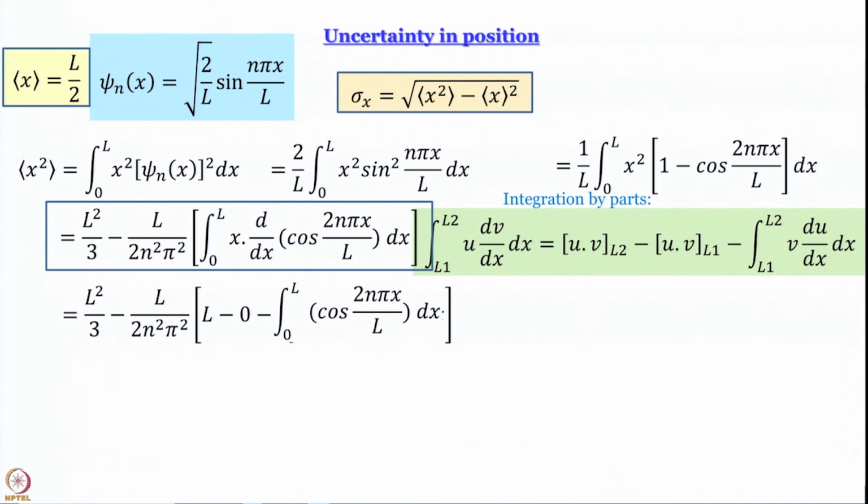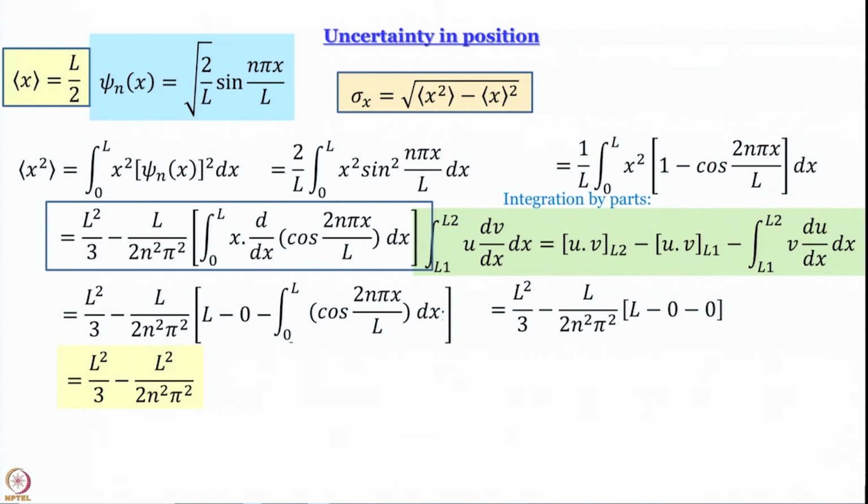And then we get this integral cos 2n pi x by L dx, which everybody knows how to work out, and we will do it, and we use the conditions that we have learnt already, that at the boundaries the wave function is equal to 0. Remembering that the wave function is essentially the sine term, we get L minus 0 inside the bracket and we get L cube by 3 minus L square by 2n square pi square.